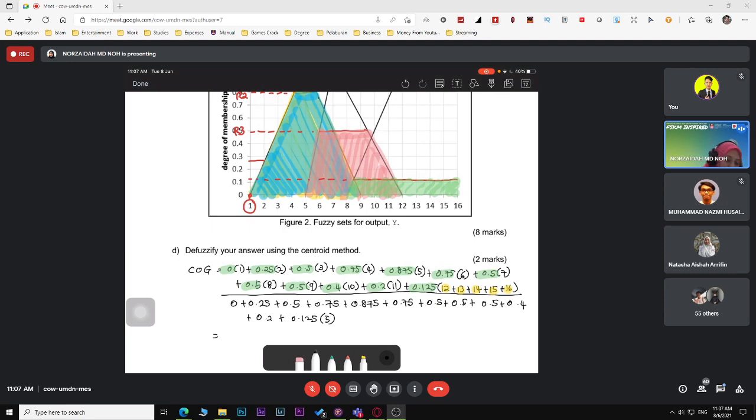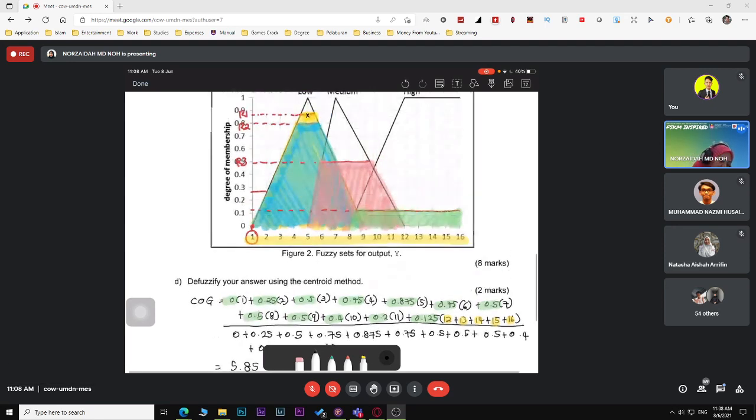Value dia tak sepatutnya lebih daripada range ni. Value dia sepatutnya berada dalam range ni. Cuma dia berada dekat mana tu yang kita nak tahu. So you dapat 5.85. Orang lain dapat berapa? Ini daripada Natasha. Yang lain? The value should be between 1 and 16. Sebab universe of discourse untuk output dia antara 1 to 16. Dia tak akan keluar daripada graf tu. Cuma kita nak tahu dia berada dekat mana dalam graf tu.